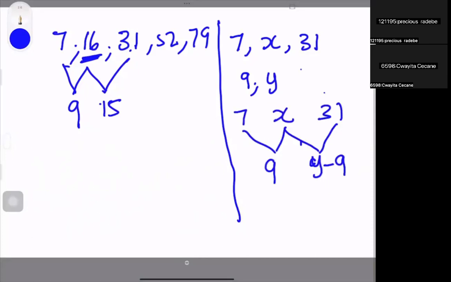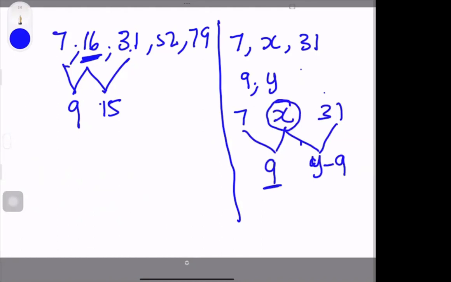And then we know that the only way you could get 9 is to say x minus 7 equals 9. And then that would give you x is equal to 9 plus 7, and that would give you x equals 16. Thumbs up if you're happy with how we find x equals 16.